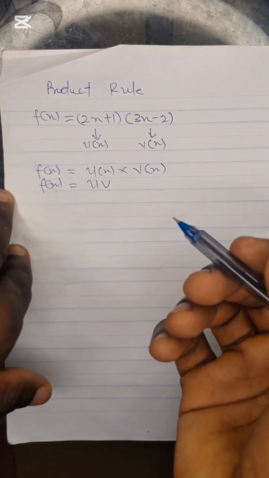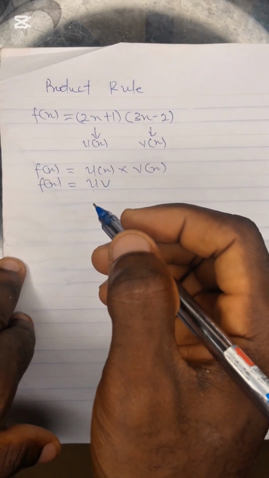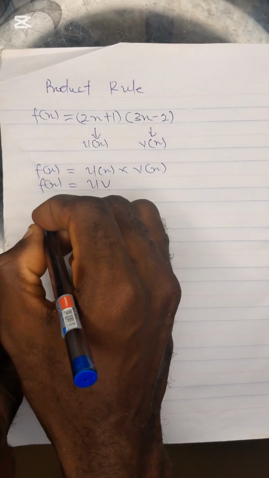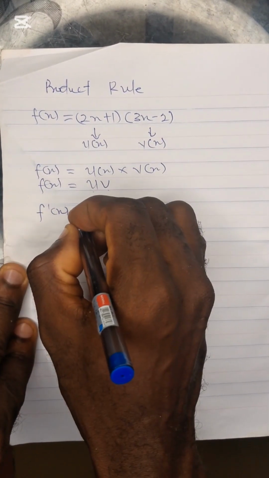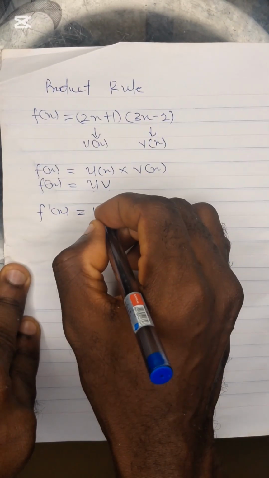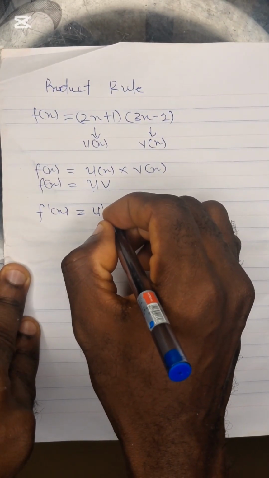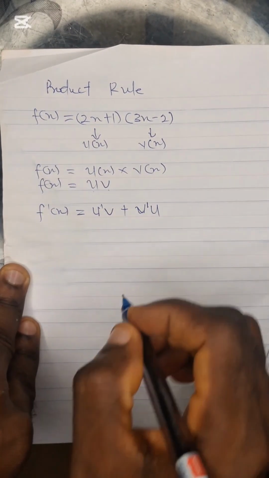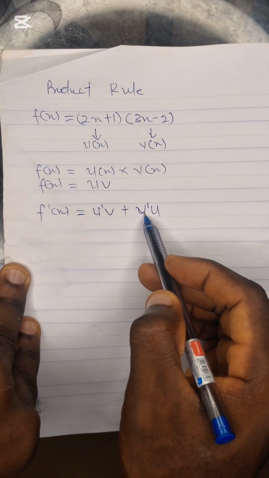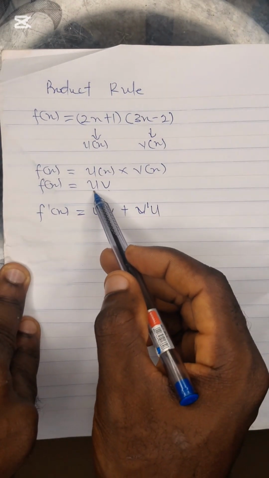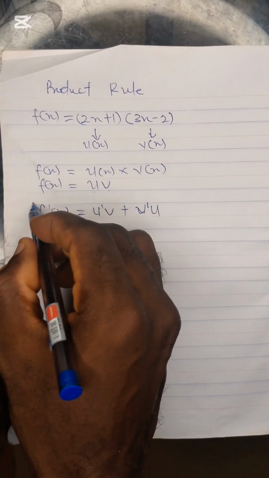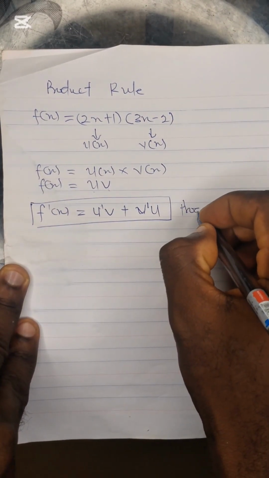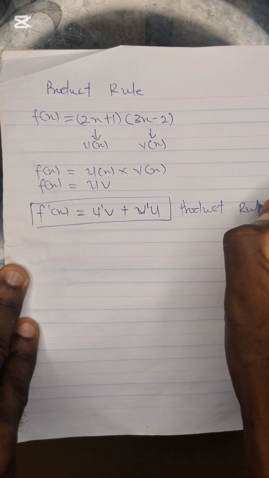Now, how do we differentiate the function f of x? If f of x is given as a product of two functions u and v, then f prime of x, which is the differential of f of x, is given as u prime times v plus v prime times u, where u prime and v prime are representing the differentials of the function u and v. So this is just a formula, and this formula is called the product rule.